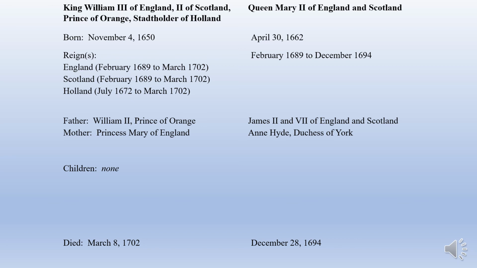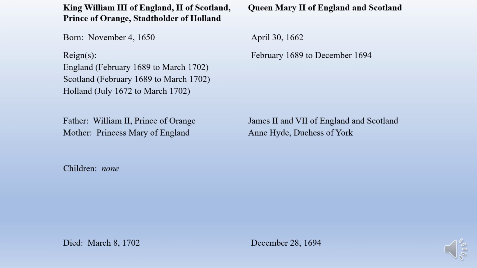So as you can see, here is the information on William III of England, second of Scotland. As I said, he was the Prince of Orange, Stadtholder of Holland. He does become the king of the Netherlands as well. And in both, he is technically the second of Scotland and the second of the Netherlands.